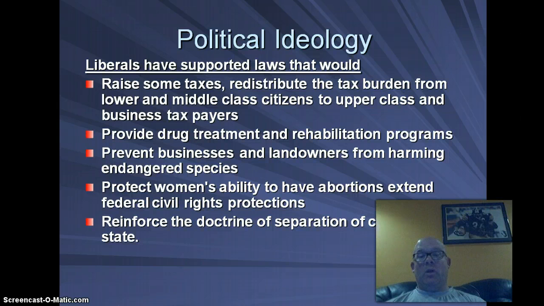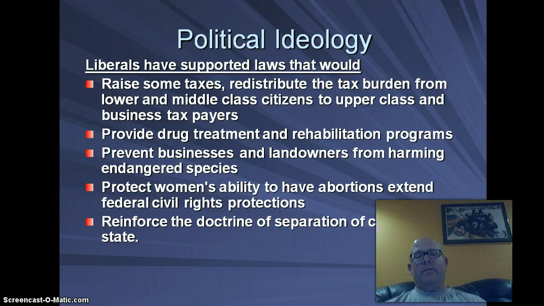So liberals are going to support laws that would raise taxes, redistribute the tax burden from the lower and middle classes to the upper end of the tax spectrum and business tax. Instead of harsh punishments in prisons, they would more or less gravitate towards drug treatment and rehabilitation. They're going to prevent businesses and landowners from harming endangered species, so they would like more control over the use of property than what you'd find on the conservative side. They'd also be very interested in protecting a woman's right to an abortion and the extension of civil rights protections, so again, more protection for your minorities.